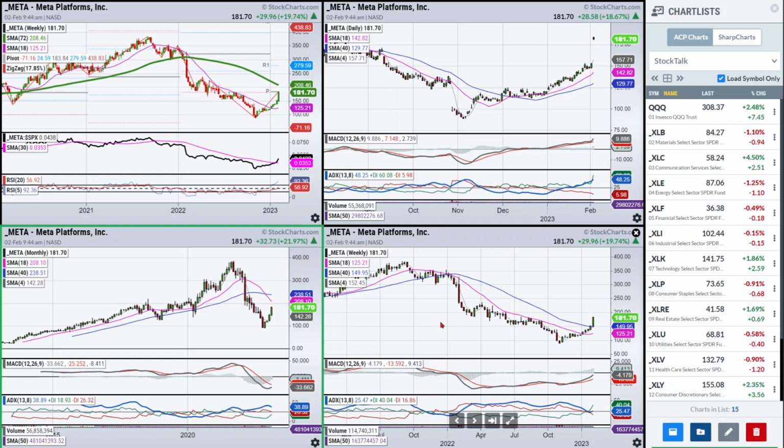Now, in the short term, we're seeing some real strength out of some beaten up areas, and I wanted to just follow up and make sure I give you my insight into what I'm seeing, at least, and what I'm expecting. So let's go ahead and start with Meta.